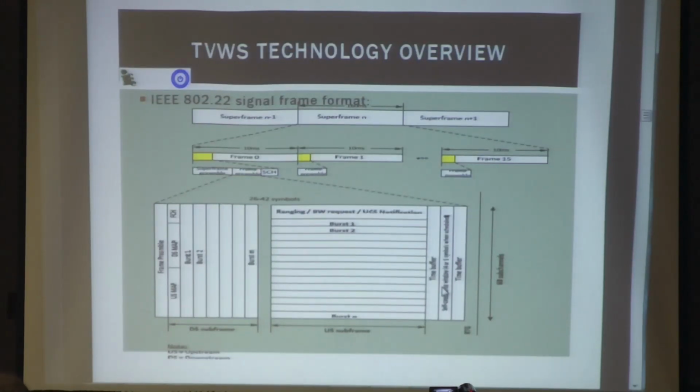And here I've just shown the signal frame formats. This is just for reference. I'm not going to go into detail on everything here, but this is basically the signal frame format of 802.22. There's a super frame, which is 160 milliseconds long and broken up into 16 frames of 10 milliseconds each. The interesting thing is that the first frame has a super frame preamble, but all the other frames have just a frame preamble, just to maximize the bandwidth, I guess.